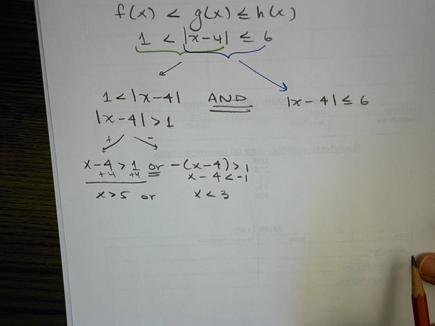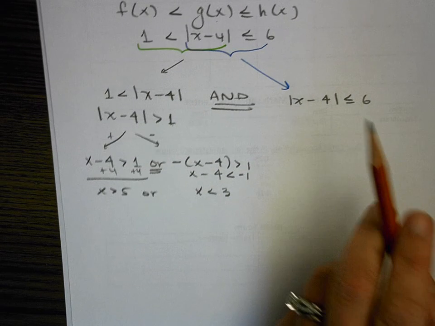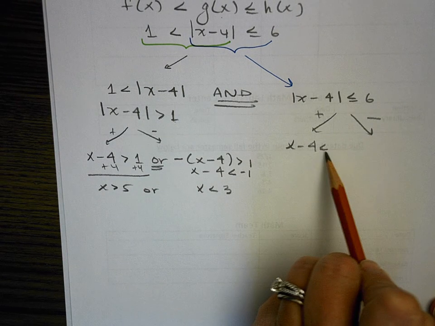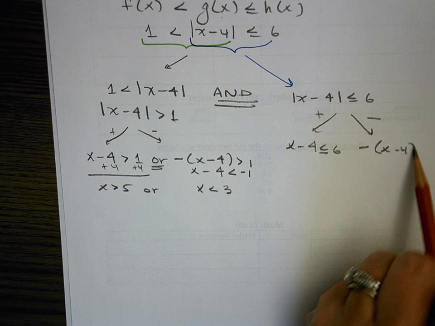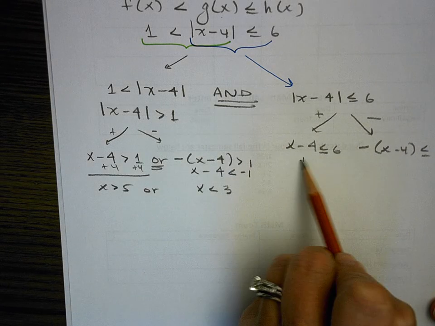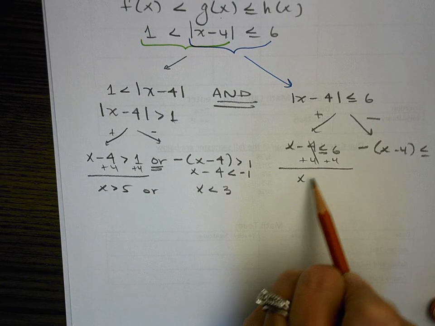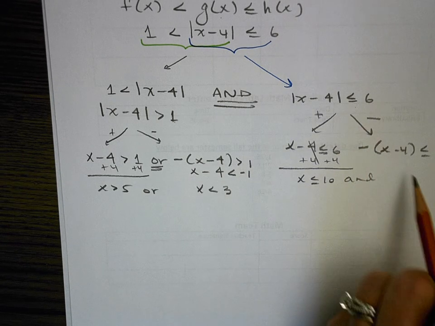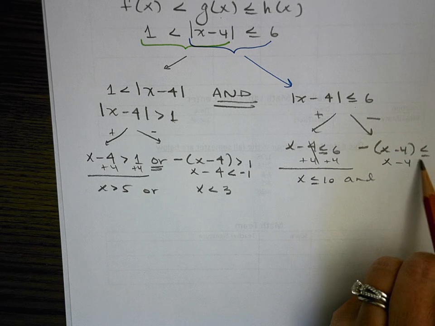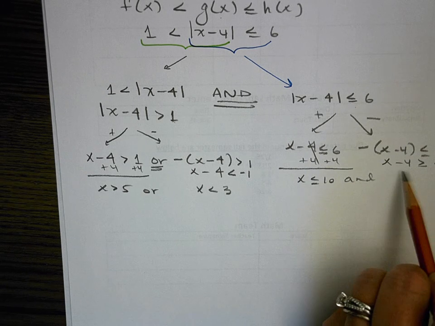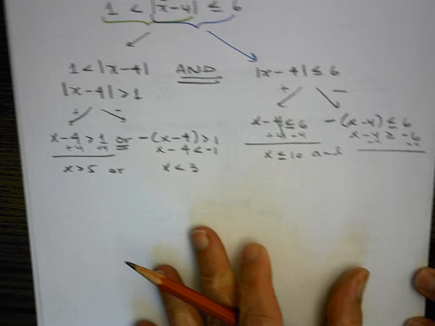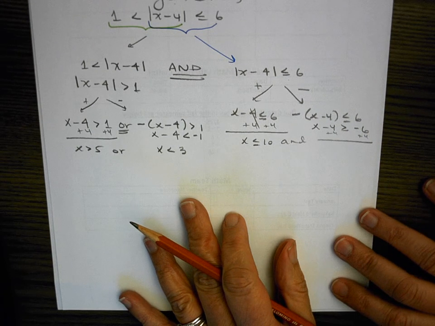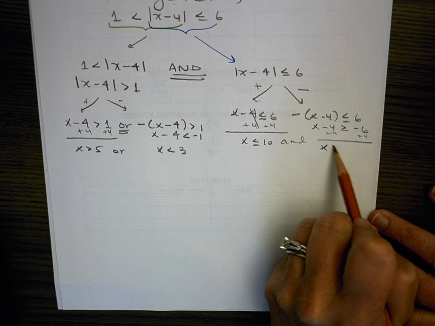Okay, I had to check my math. And then do the same thing over here. So 2 equations, positive and negative. Add the 4 over. Oh, I forgot the and statement. So there should be an and here because it's a less than. And then divide by the negative 1. Don't forget to switch the inequality. And then add 4. And so then that would give me x is greater than or equal to negative 2.